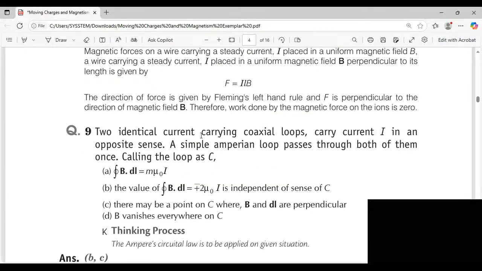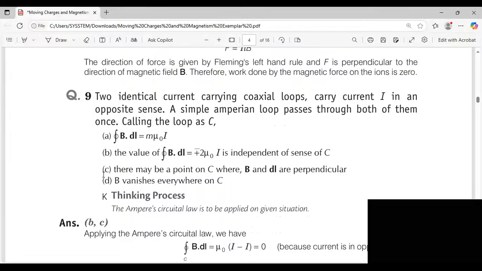Let's see question number 9. Two identical current carrying coaxial loops carry current I in an opposite sense. A simple Amperian loop passes through both of them, once, call the loop C. Here is the first option: the closed line integral of B dot dl equals plus or minus 2 mu naught I. Second, the closed line integral of B dot dl equals minus 2 mu naught I perpendicular to C.